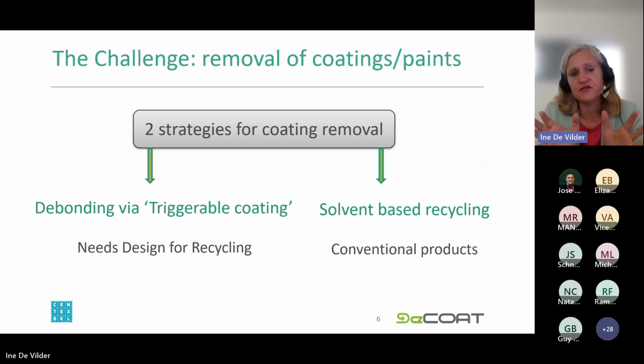So we have 2 strategies for the coating removal. Either we can debond it via triggerable coating, but for this, we really need design for recycling, as we need to implement an additional layer or triggers during the design phase of the product. The second strategy is the solvent-based recycling, and this can actually be done on conventional products. But design for recycling can aid also in this case, for example, if you are choosing to put a more easily dissolvable coating on top of the bulk material.